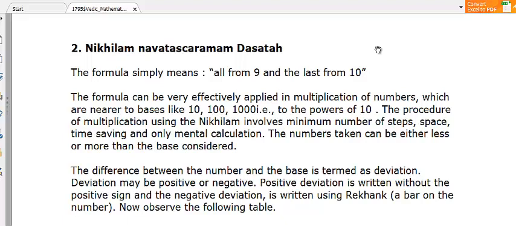It is the Nikhilam Navatashcaramam Dashatah. Nava means 9 and dasta means 10. So what is the meaning of this? In the English translation, the meaning is all from 9 and last from 10. Maybe there is still some confusion, so I will explain with an example.